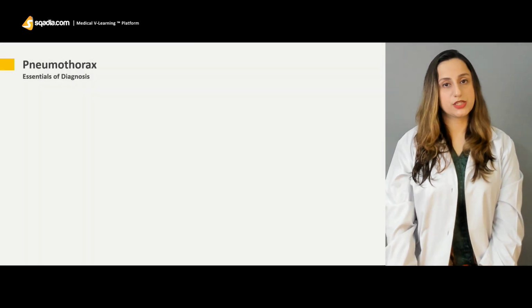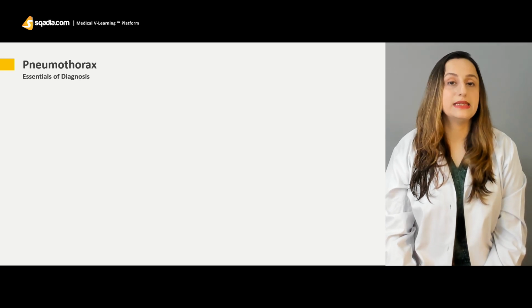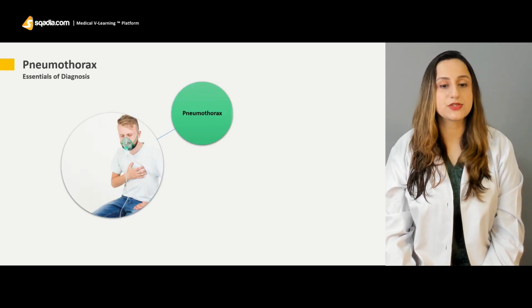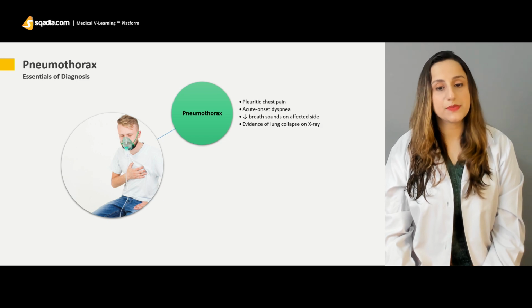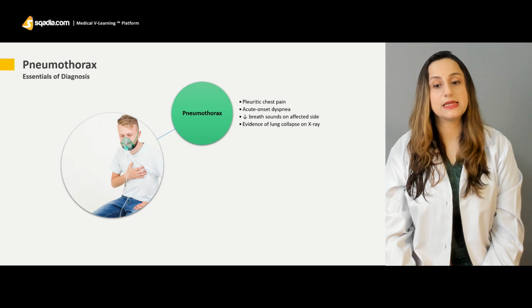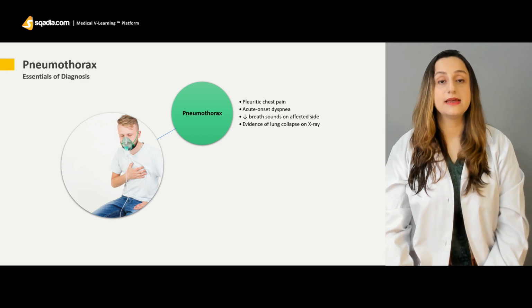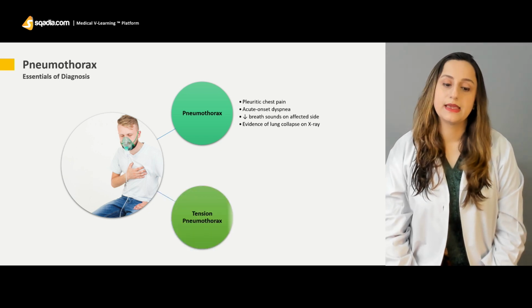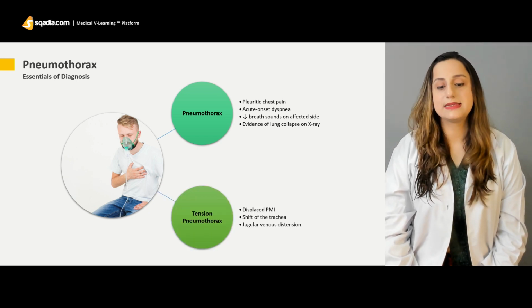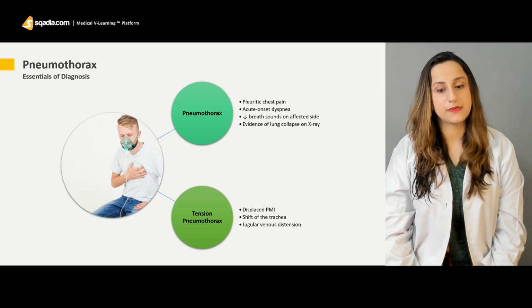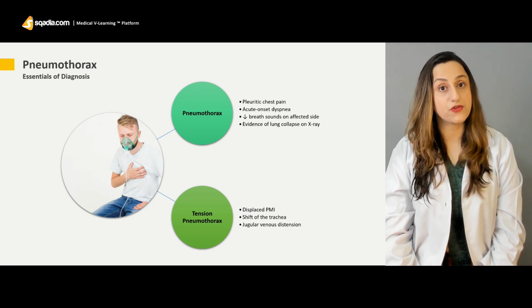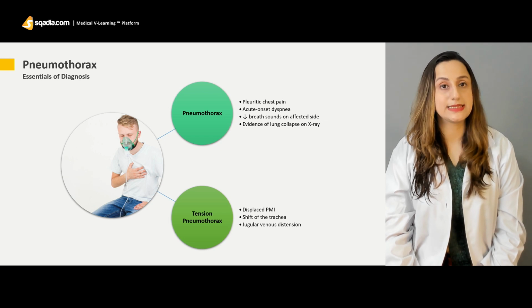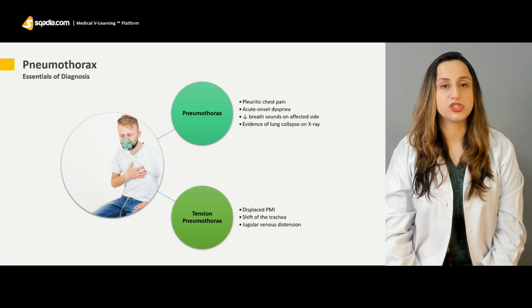Pneumothorax is one of the conditions as well, and the essentials for the diagnosis would consist of the history of a pleuritic chest pain, acute onset of dyspnea, decreased breath sounds on the affected side, and the evidence of lung collapse on the chest x-rays. The tension pneumothorax is distinguished by a displaced PMI, and then we have a shift of the trachea and a jugular venous distension. So again, the JVP has to be calculated for these cases of tension pneumothorax.